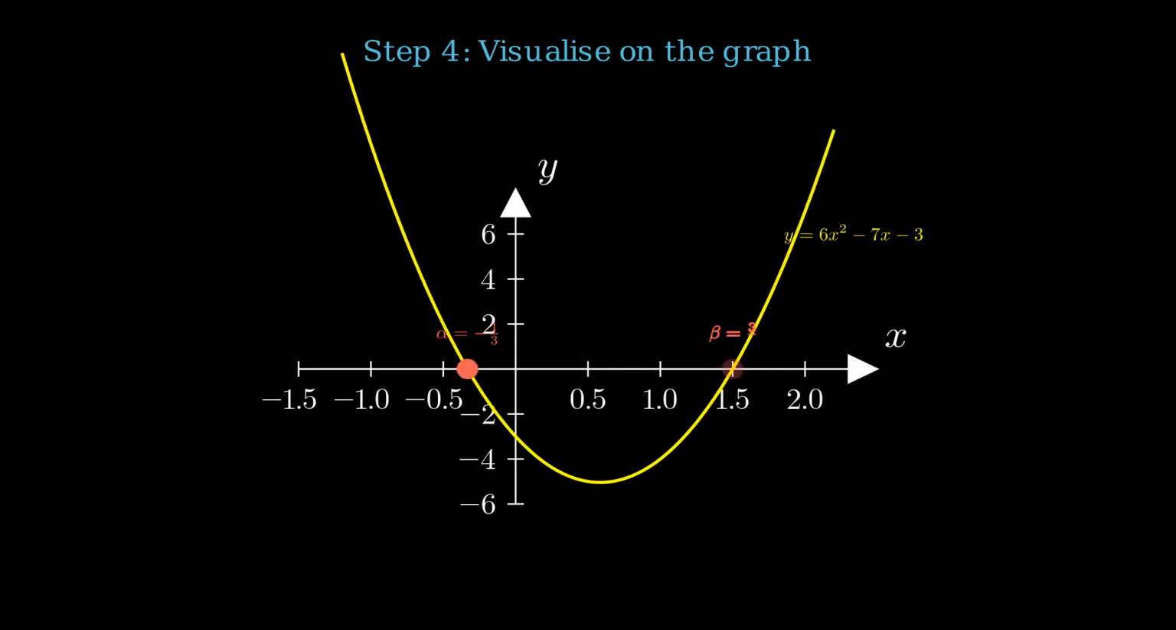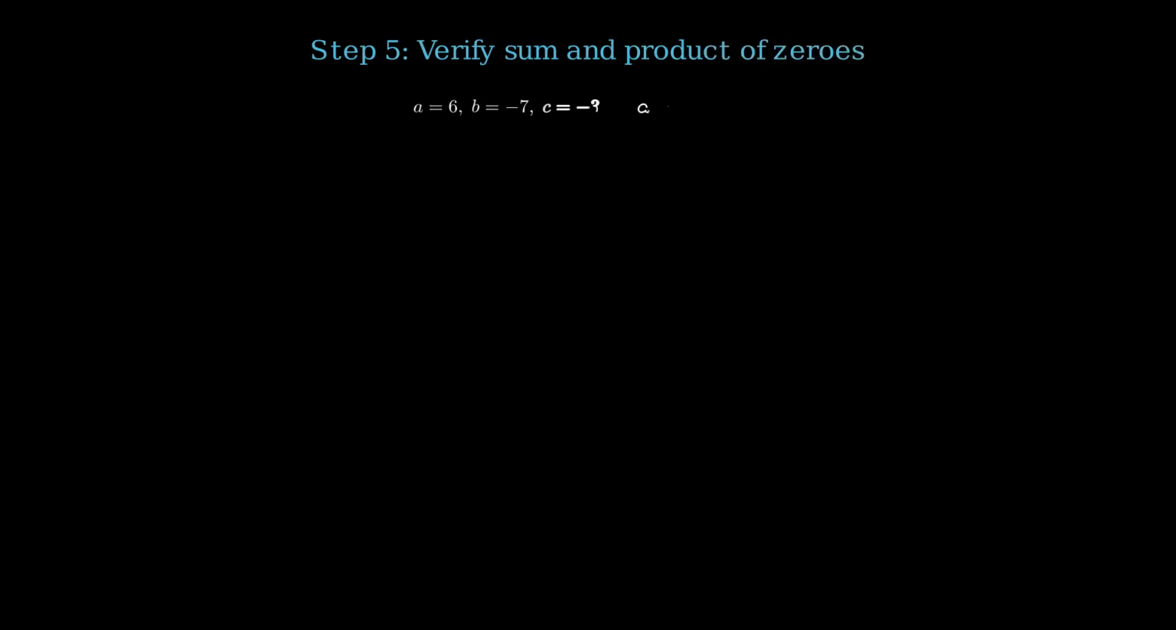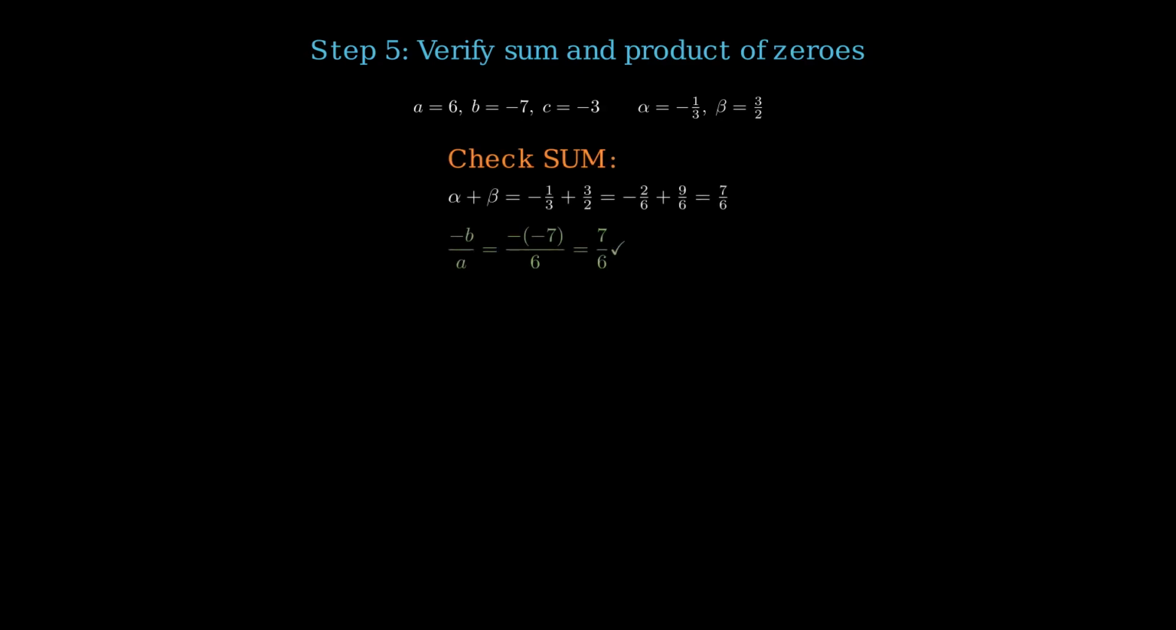Step 4. The parabola crosses the x-axis at 3/2 and negative 1/3. Both crossing points are clearly visible on the graph. Step 5. Verify. Sum, 3/2 plus negative 1/3 equals 9/6 minus 2/6 equals 7/6. Negative b over a equals 7 over 6.